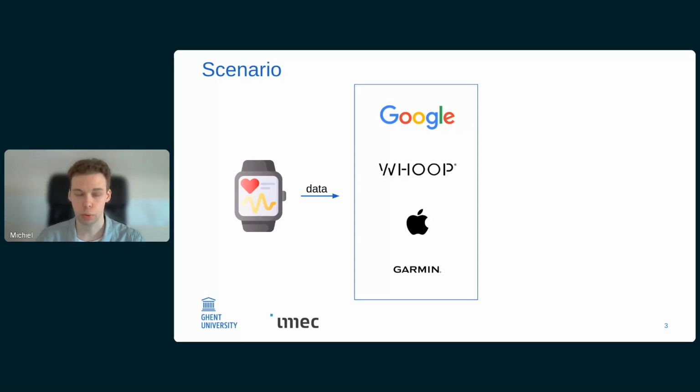Let's say, for example, Google, Whoop, Apple, and Garmin are leaders in this space. I might have forgotten some other important ones, but they store your data, and it's really convenient for the user to have your data stored in the cloud. And then this data can also be processed with some sort of AI to then get some anomaly detection.